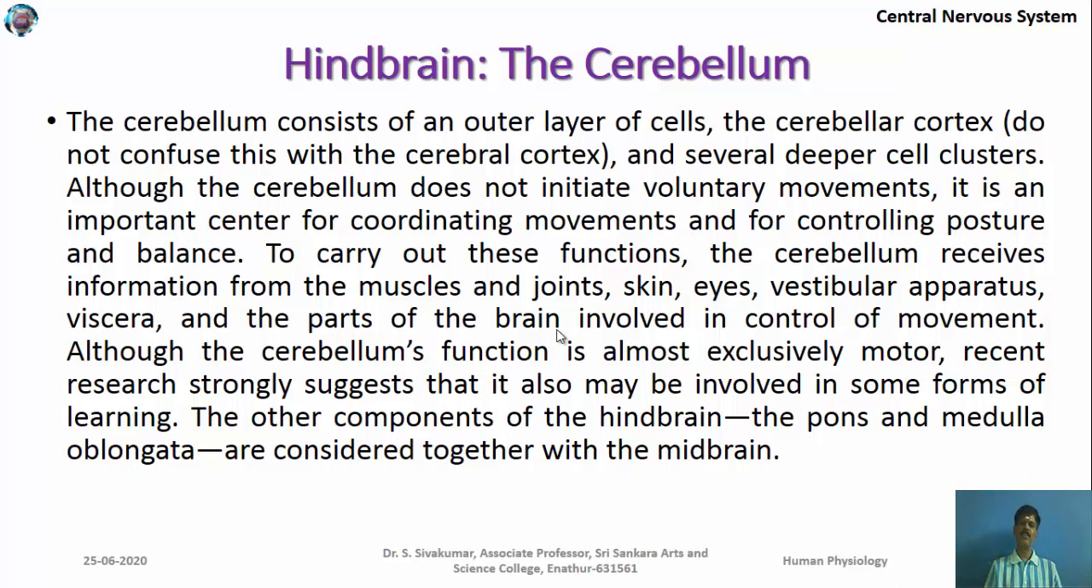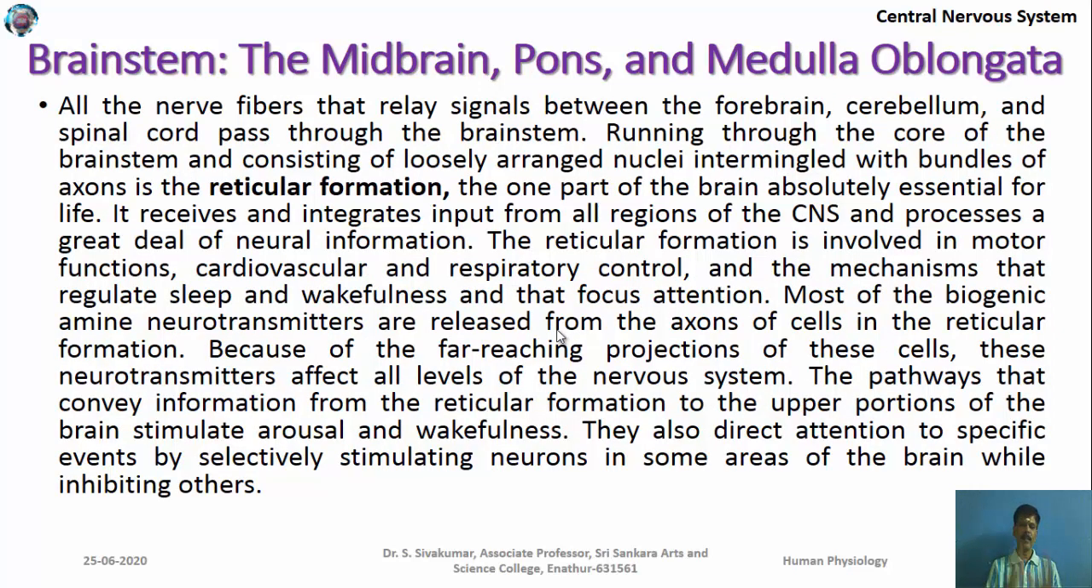The other components of this hindbrain are the pons and medulla oblongata. They also function along with the midbrain. So the midbrain, pons and the medulla oblongata are collectively known as the brainstem. All the nerve fibers that relay signals between the forebrain, cerebellum and spinal cord pass through this brainstem. So the brainstem carries the nerve fibers from the forebrain and cerebellum to the spinal cord.